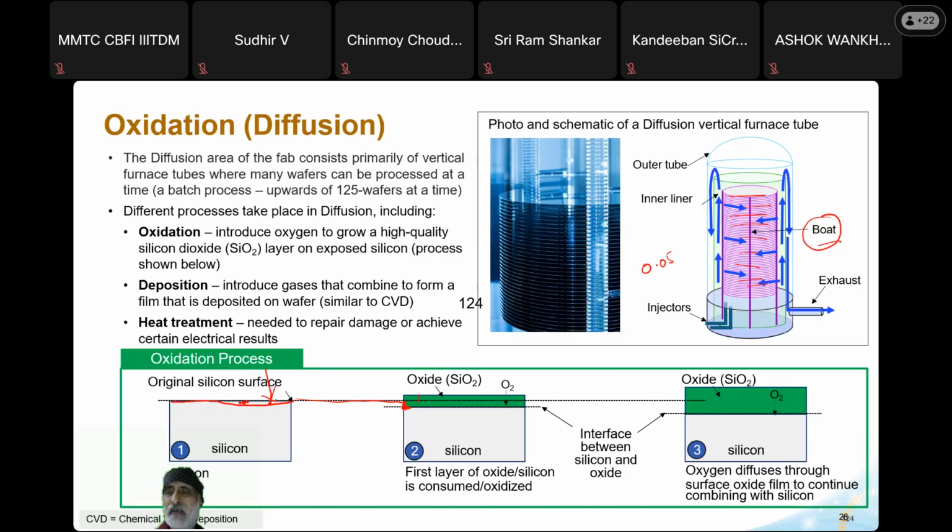And all these wafers have to get the same kind of environment, in the sense the gas flow rate, temperature, and pressure have to be the same. Then only the processing on all these 200 wafers will be uniform. And we are talking of a dimension which is 50 nanometer. So this is the criticality in all these things.